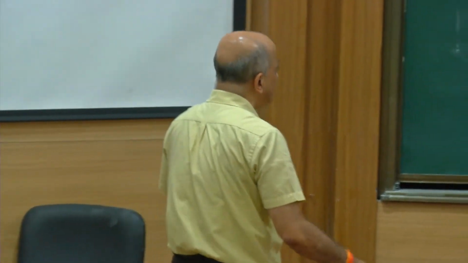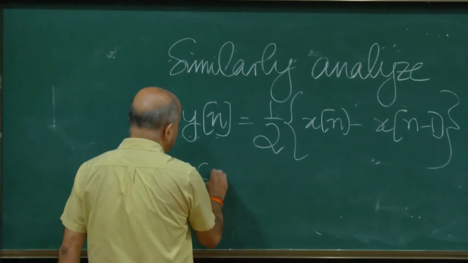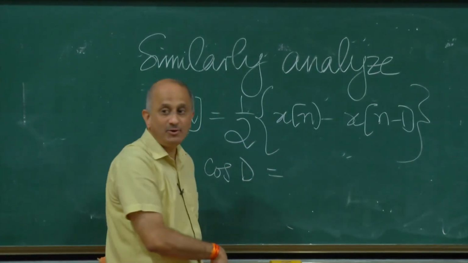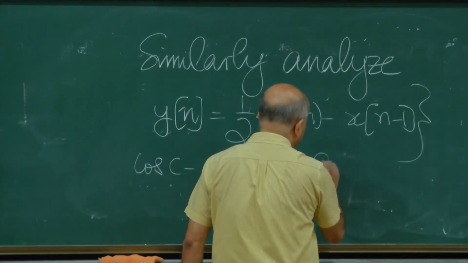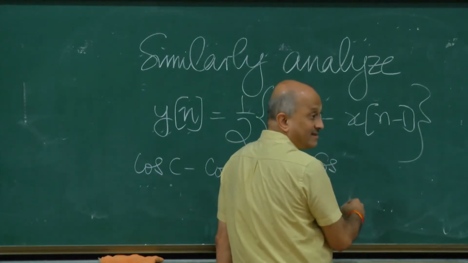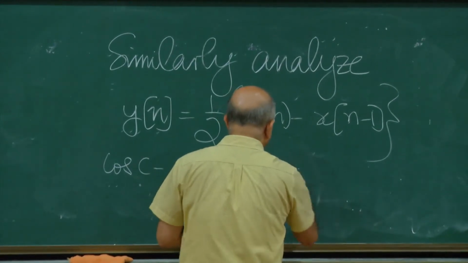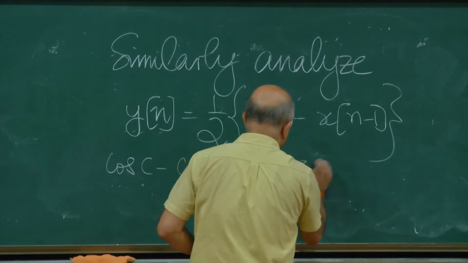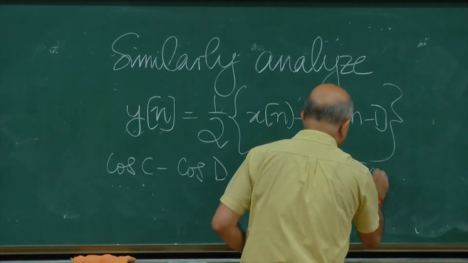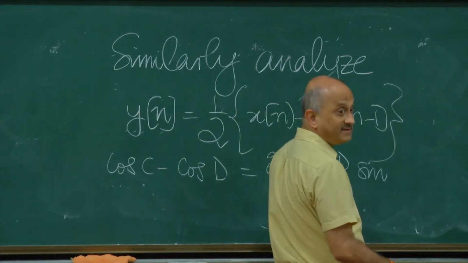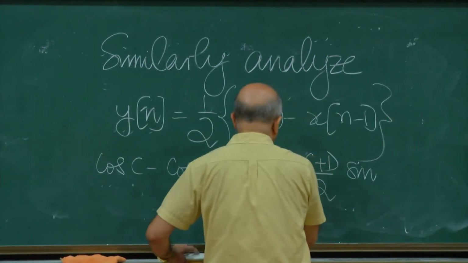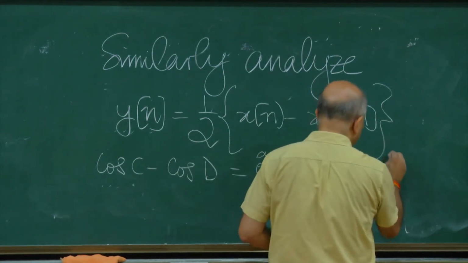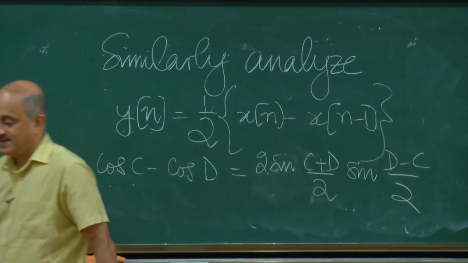This time of course the line of reasoning would be cos C minus cos D. What would it be? Cos C minus cos D. What is the identity? Half, tell me, half cos, twice sine of (C plus D) by 2 sine of (D minus C) by 2. That's correct. That's right. So let's use this identity and now do this.